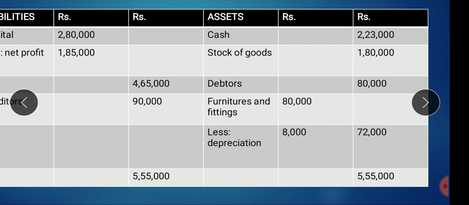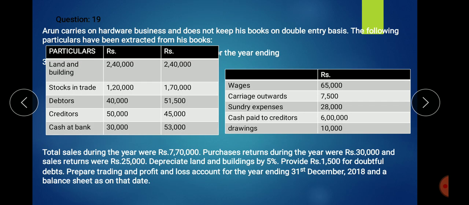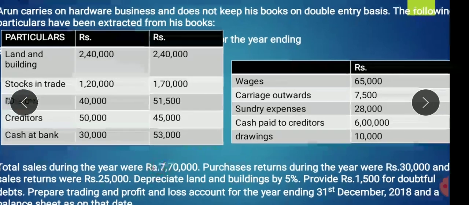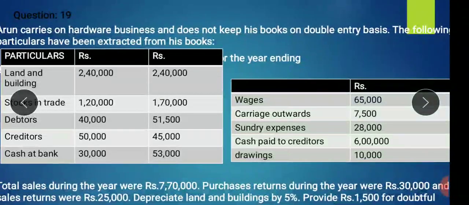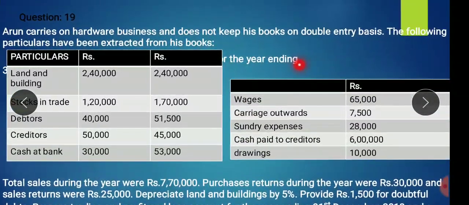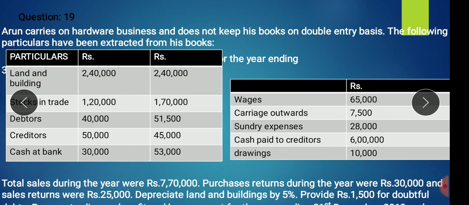Coming to question number 19. Arun carries on hardware business and does not keep his books on double entry basis. The following particulars have been extracted from his books. Particulars, rupees. Land and building, first year value 2,40,000, second year 2,40,000. Stock in trade 1,20,000, 1,70,000.